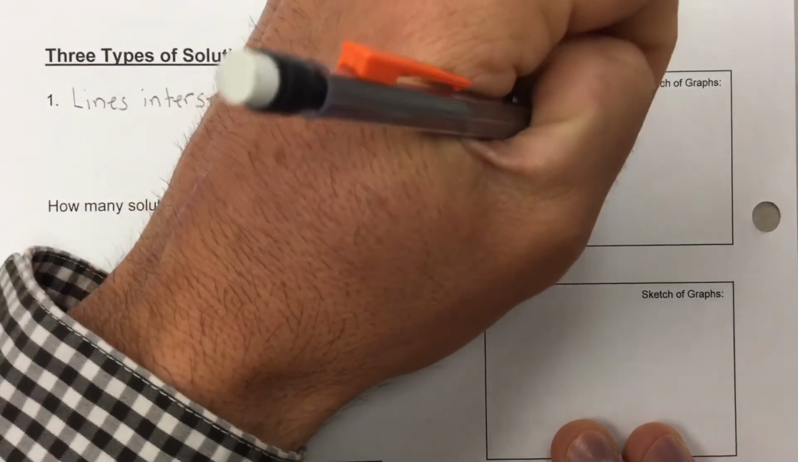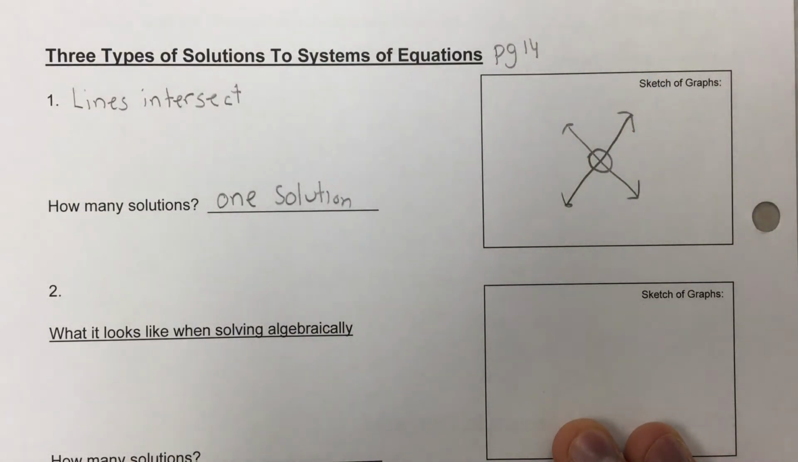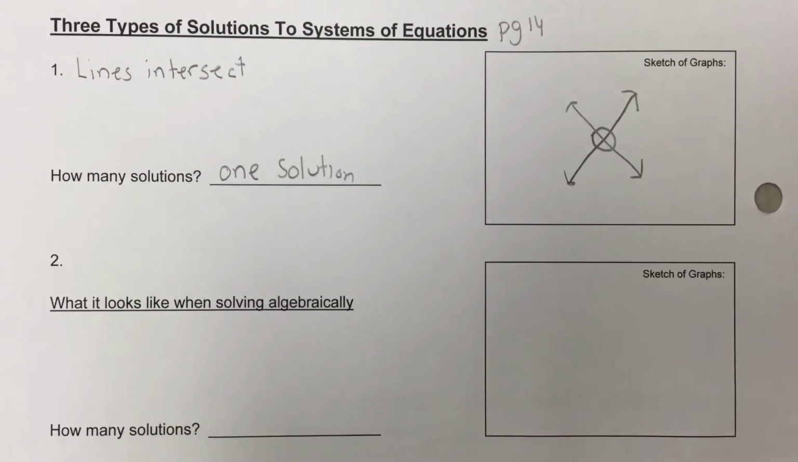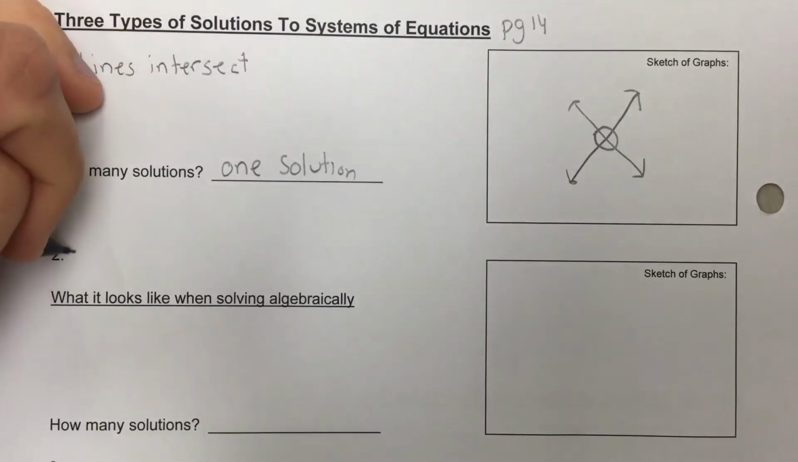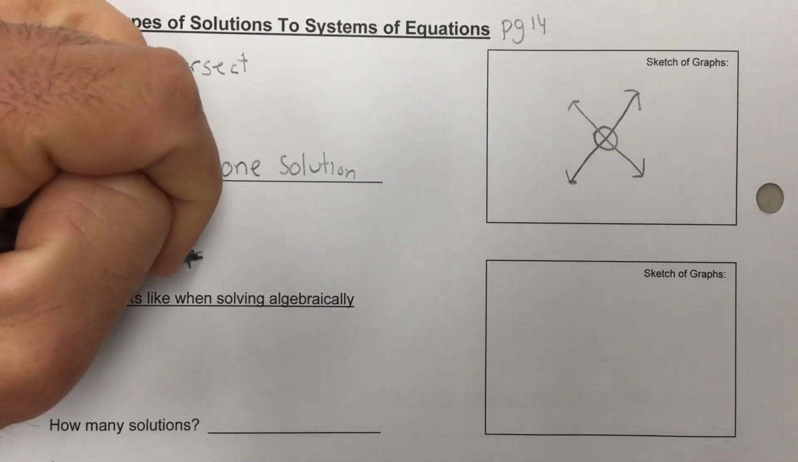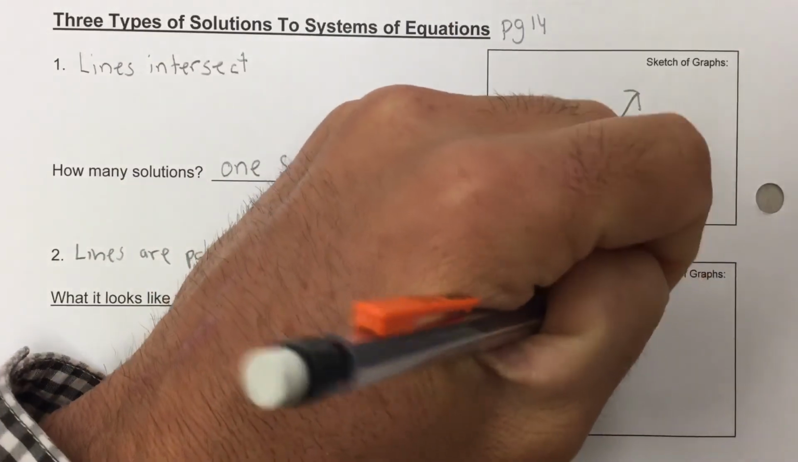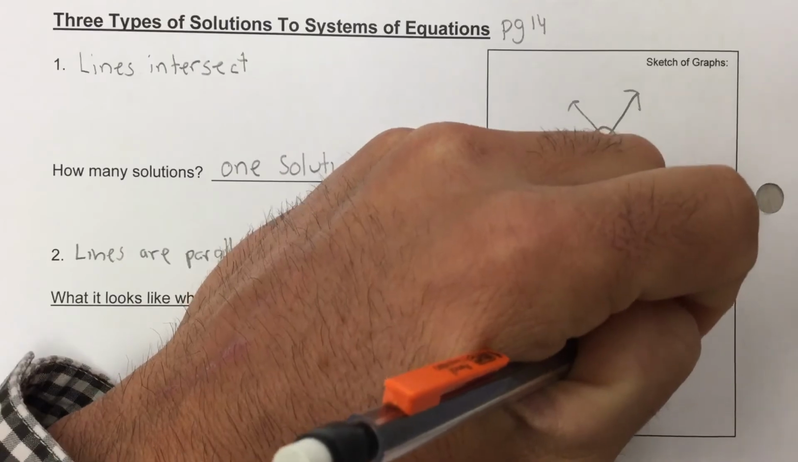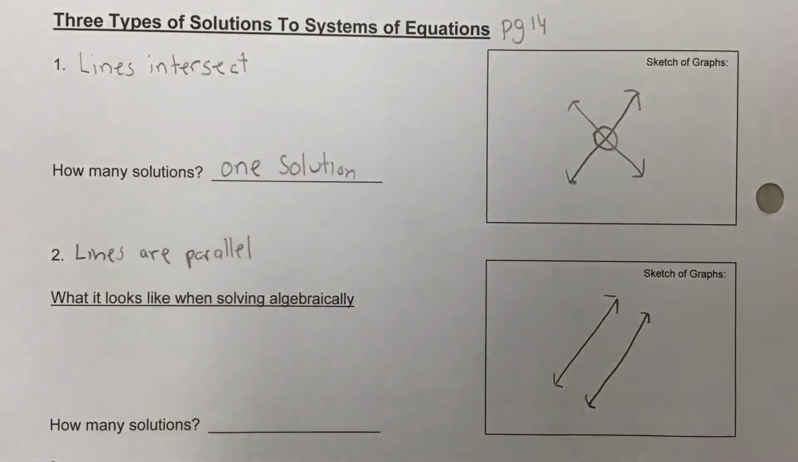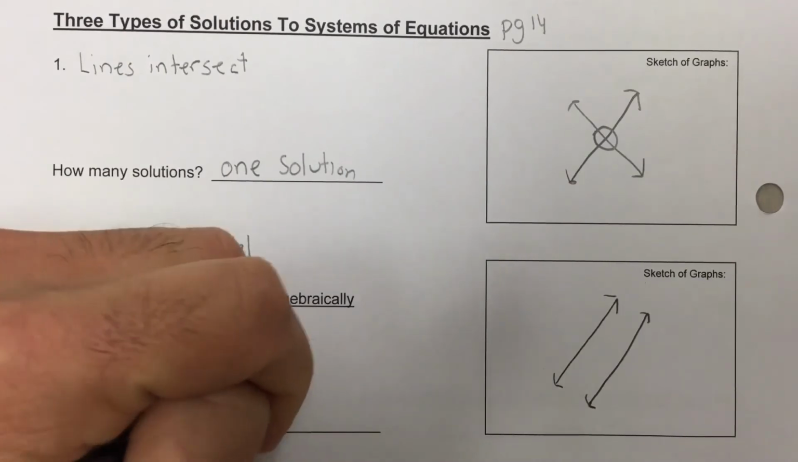And if we sketch a graph, we had a graph going this way, graph going that way, and they intersected at one point. How else can you graph 2 lines? Well, the lines could be parallel. And if lines are parallel, are they ever going to intersect? Absolutely not. So therefore, we have no solutions if the lines are parallel.